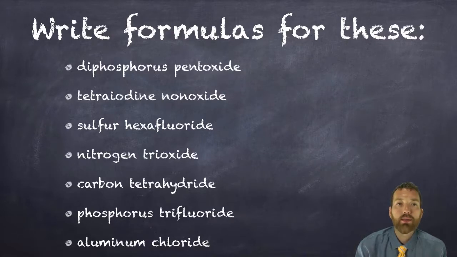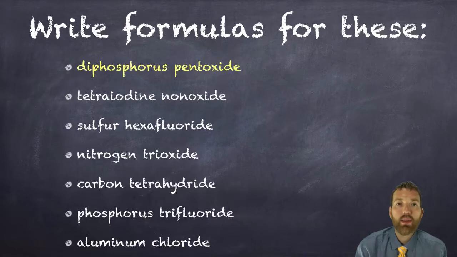So diphosphorus pentoxide. So di means I have 2, and phosphorus means my first element is phosphorus. So P2, and then pentoxide means I have 5 oxygens. So P2O5. Next, we have tetraiodine nonoxide. So the iodine tells me it is I. Tetra tells me I have 4 of them. The oxide tells me my next element is O, and the non tells me that I have 9 of them.